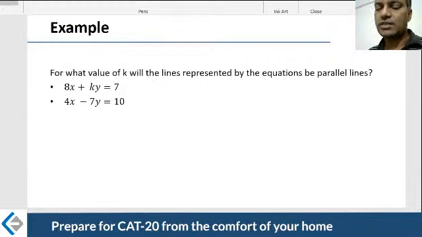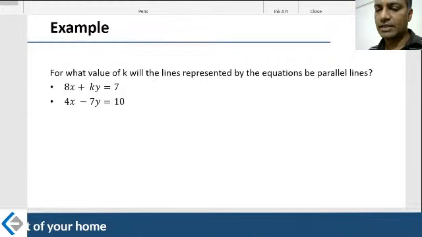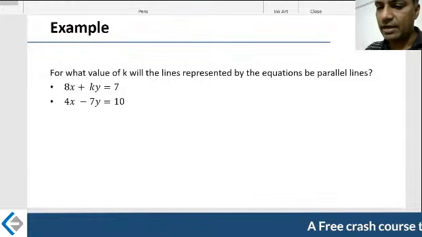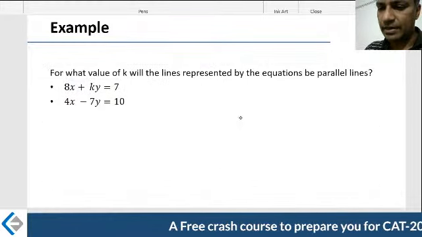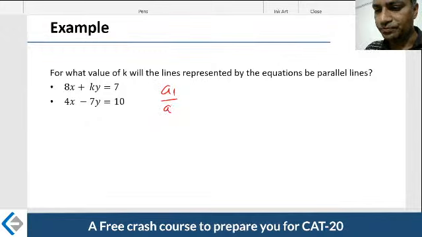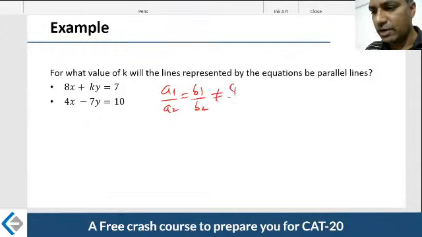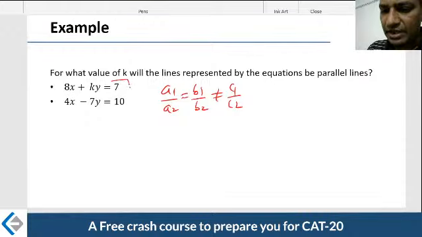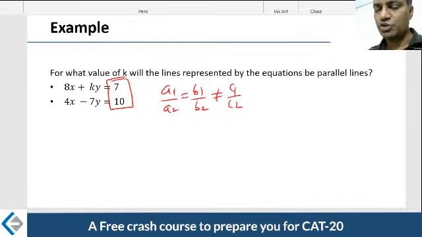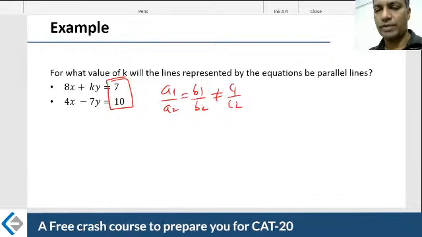So you just have to understand the condition for parallelism, right? Two lines are said to be parallel if a1 by a2 is equal to b1 by b2 but not equal to c1 by c2. Here anyway you notice that c1 and c2 are not equal. They are 7 and 10. Therefore you just have to ensure that a1 by a2 should be equal to b1 by b2.